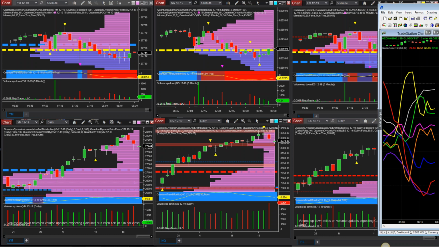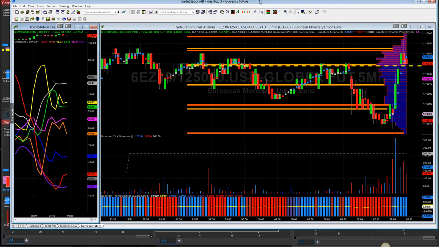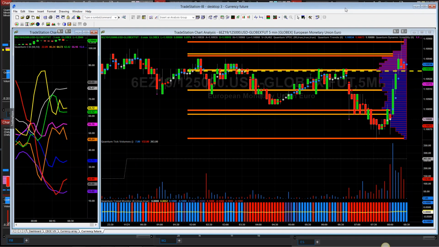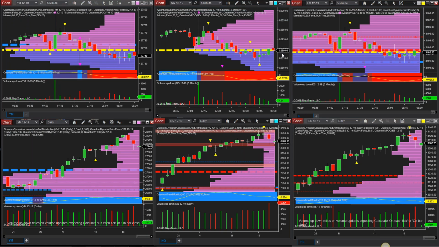Just going back onto the 6E, as I said, there we are. It's come up to a pause point again. We're at the volume point of control here and not going anywhere particularly at the moment. So again, we've just got to be patient and wait for that to develop.